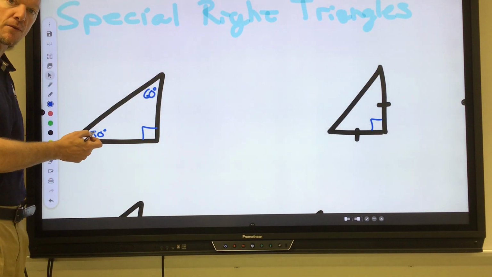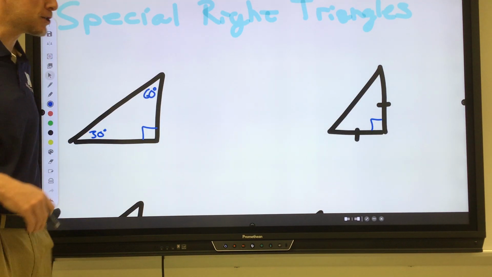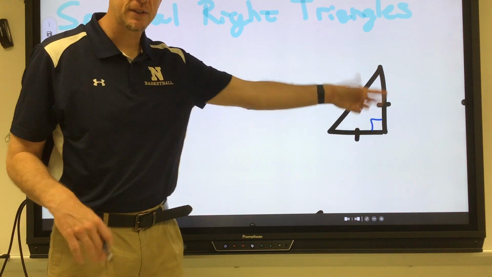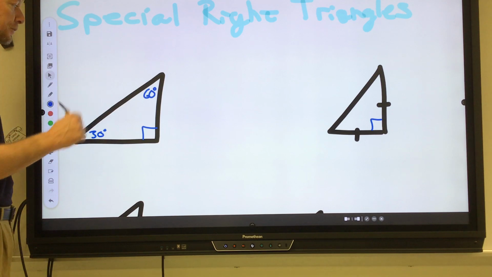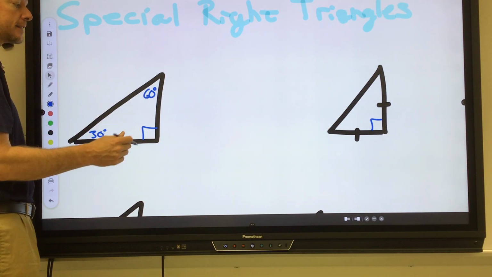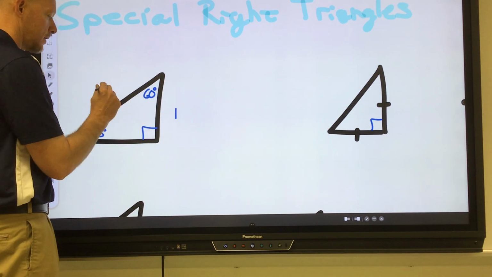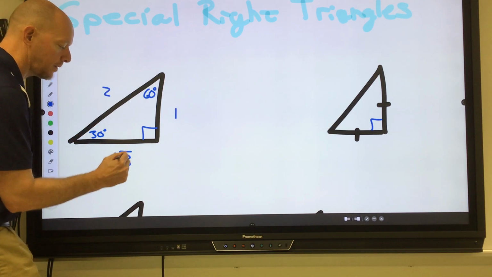Sometimes they might give you a side relationship or an angle measurement. Sometimes they might give you the congruency symbols. Either way, that's one of the ways that you can actually recognize it. As far as the relationship goes, in a 30, 60, 90, the relationship goes 1, 2, square root of 3.